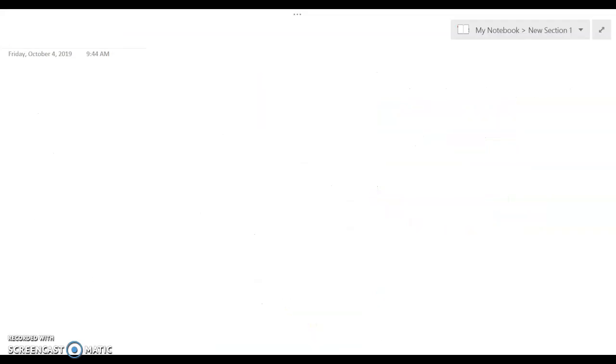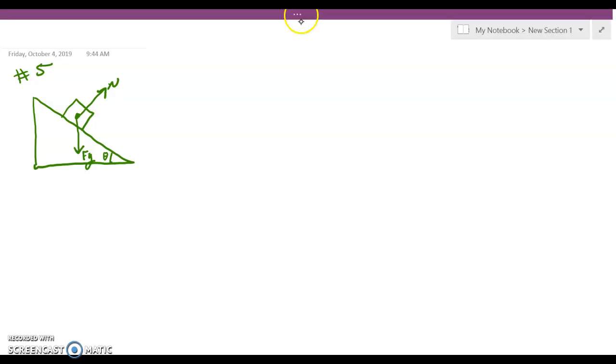We're going to do number 5 and number 6. So, number 5, there is no friction. It says a 57.2 kilogram crate is placed on an incline of 30 degrees. So, there's my crate. The only forces I have are force of gravity and normal force, there's my angle there, and it wants to know the acceleration. It doesn't give us the mass, but that's okay.